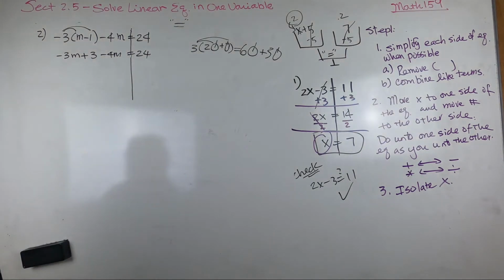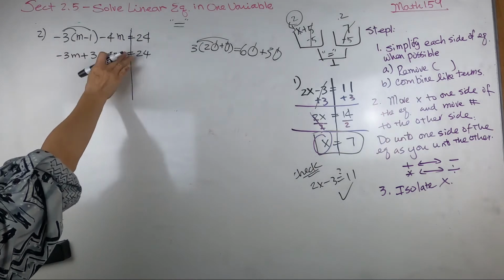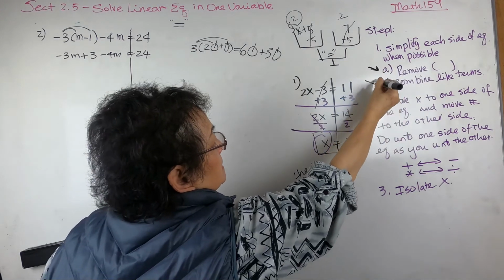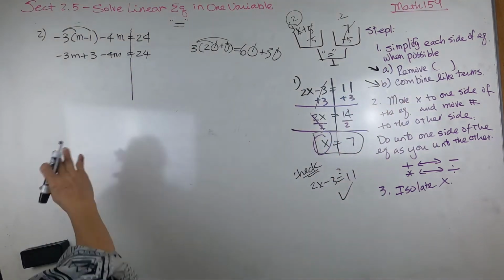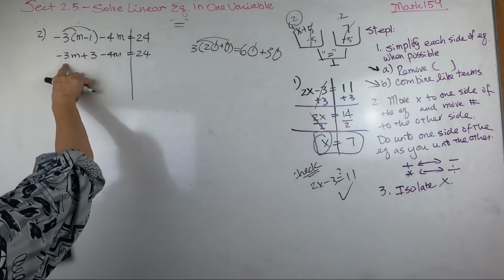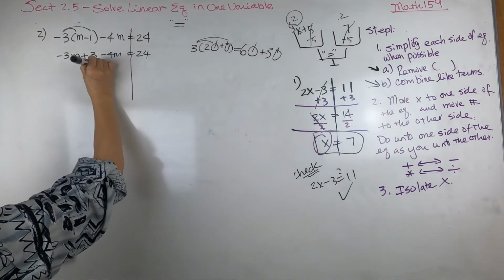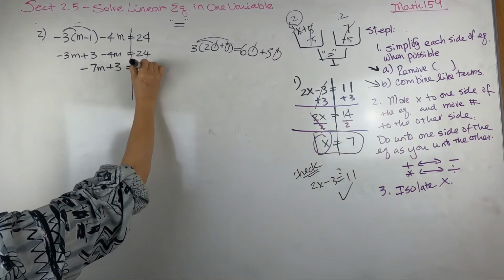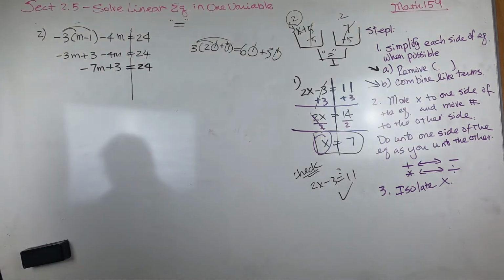So we try to simplify them. First, remove the parentheses, right? Remove parentheses and combine like terms. Make each side simpler. Okay? Combine like terms. M and m, they are the same. Numbers and numbers are the same, right? M and numbers, you don't combine them, right? So negative 3m minus 4m is what? Total negative 7m. So you need to handle your positive and negative correctly. Carry down 3 and 24, right?